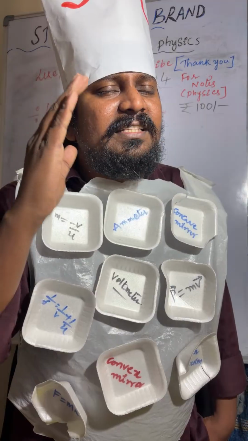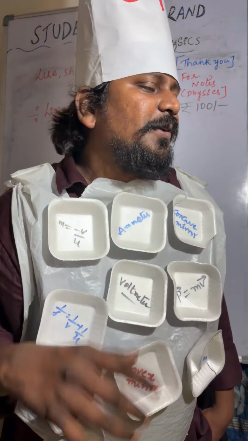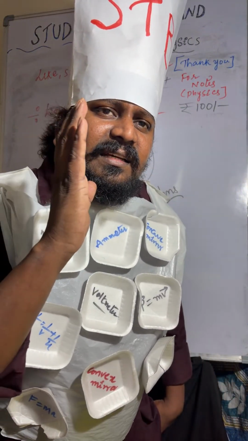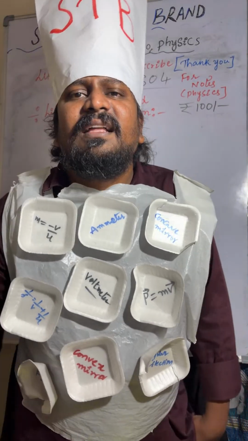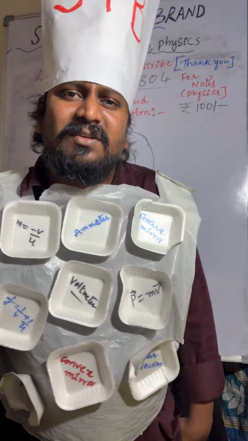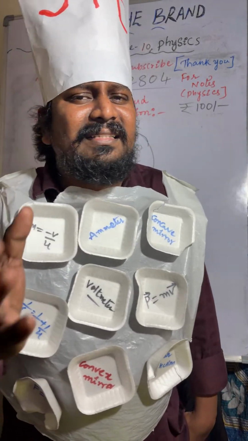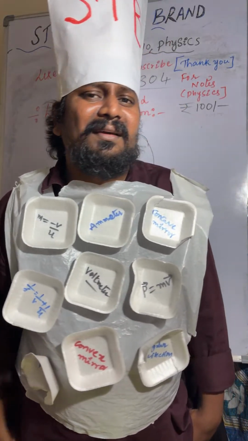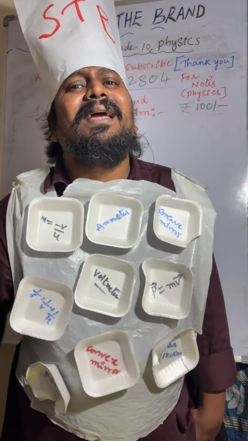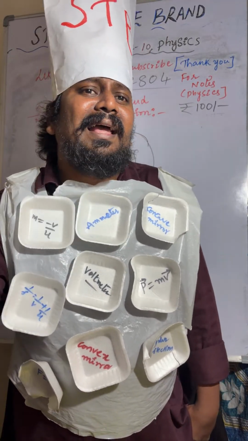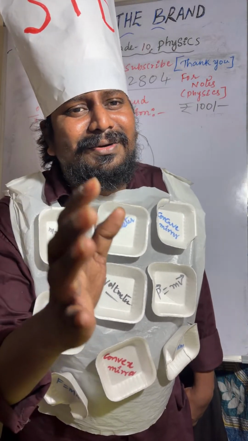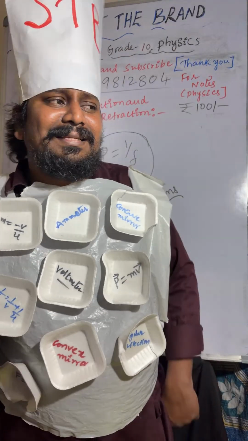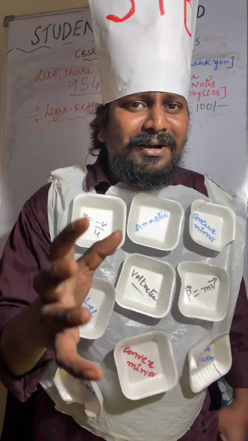SI unit of power of lens is diopter. P equal to 1 by F. Simply we can say, the reciprocal of focal length is called power of lens. P equal to 1 by F.